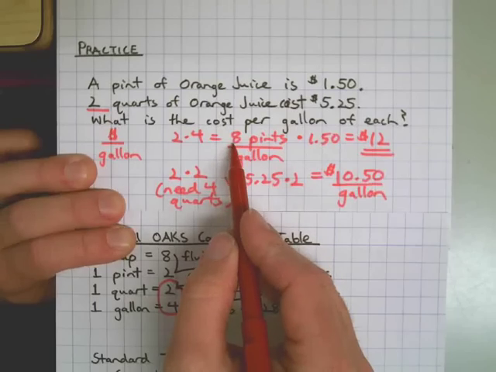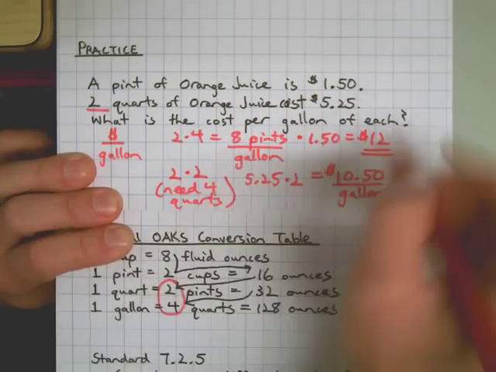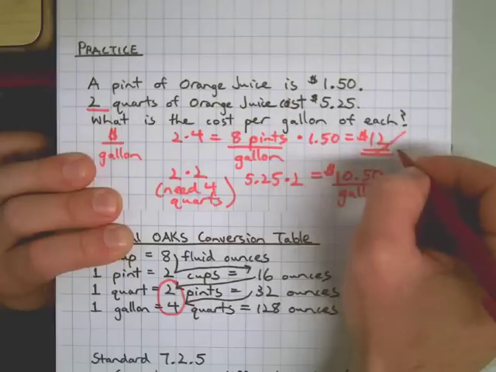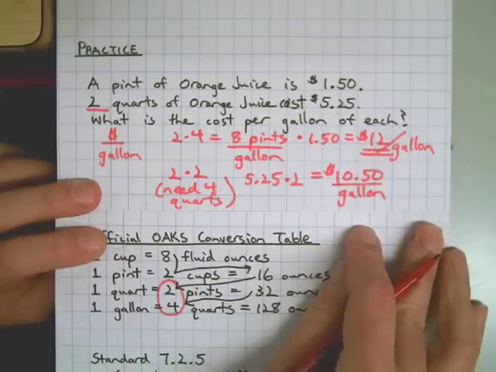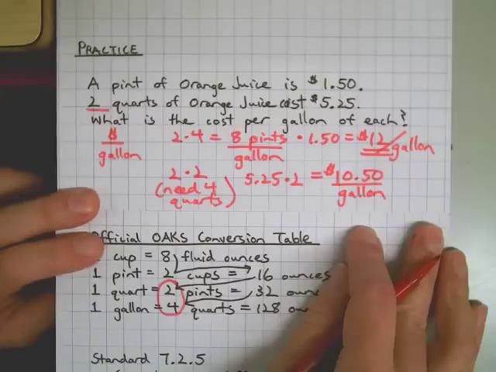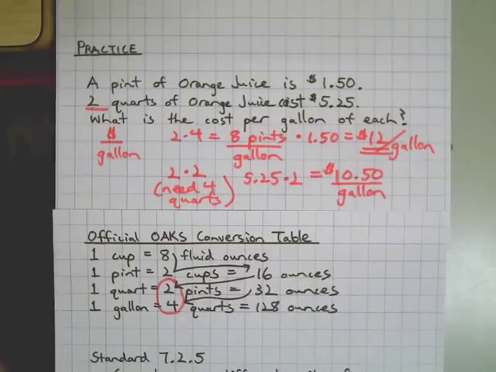If I was going to keep buying pints, I would buy 8 of them, and my cost per gallon would be $12. That is crazy. So obviously I would buy the quarts, and more than likely I would look for a generic brand that cost a little bit less.